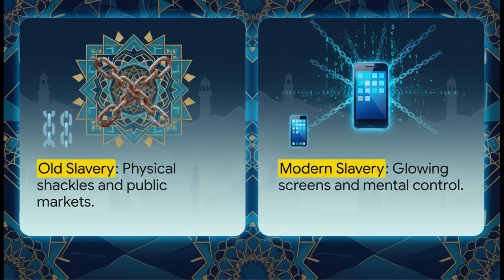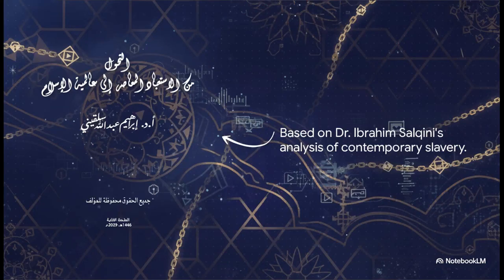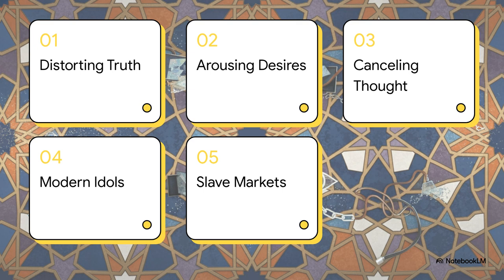from behind their screens. To figure out exactly how these invisible chains are forged, we're basing our analysis on Dr. Sälkini's deep dive into the transformation of contemporary slavery. He meticulously breaks down how media is used as the ultimate tool in this whole process. So how exactly does this trap work? Let's walk through the 5 mechanisms we'll be covering: distorting the truth, arousing desires, canceling critical thought, manufacturing modern idols, and finally, what the modern slave markets actually look like today.